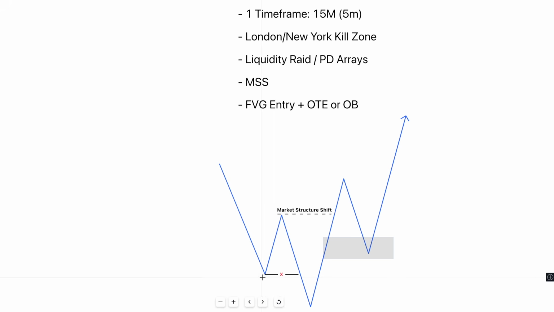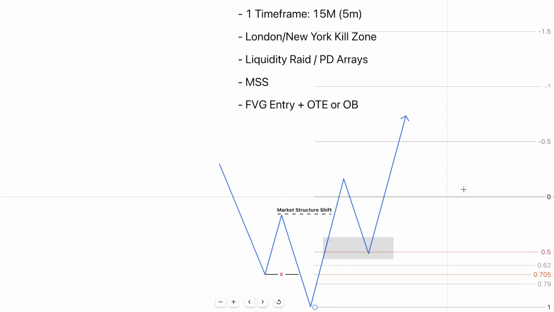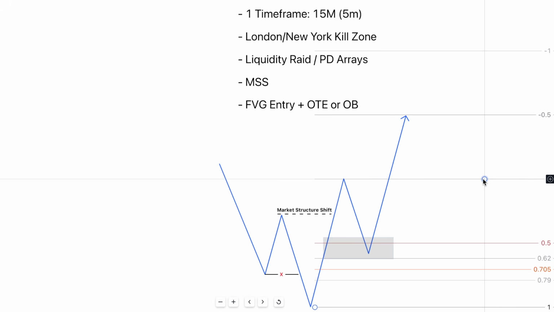As you can see, our liquidity has been swept, sell-side liquidity has been taken. Once the liquidity is taken, we have a nice market structure shift with displacement. I want to see the candle body close above the swing high over here and wait for that fair value gap together with OTE or order block entry. I want to see a very nice confluence between fair value gap with OTE or fair value gap with order block.